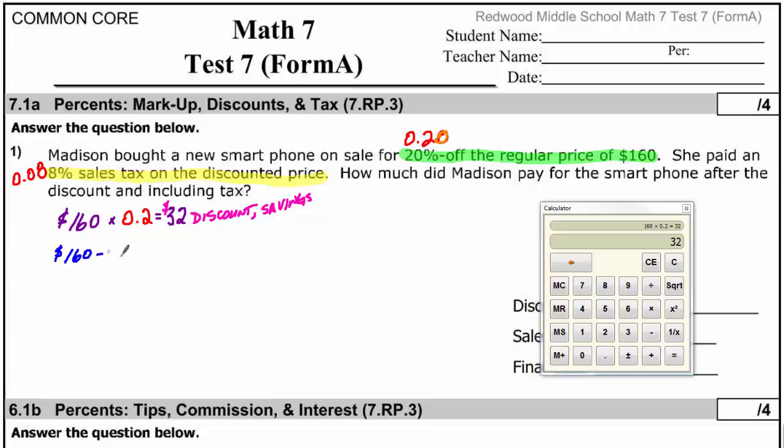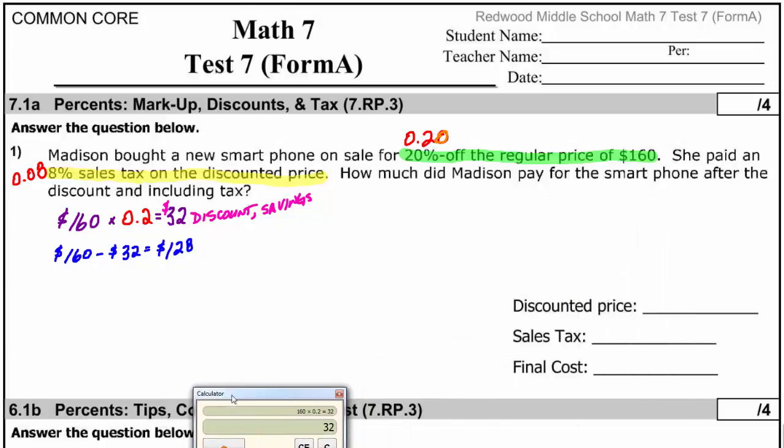All right, let's go then and figure out what Madison actually had as her sale price. Well, the $160, that's the normal price, minus the $32, that's the discount. She ends up at $128, and that is the discounted price. That's what the tax is going to be charged on, that discounted price of $128. So then the next step is to take that discounted price, that $128, and multiply it by the sales tax, by the 8%. Remember to have that zero. That zero does mean something. It's a placeholder. It has to be there.